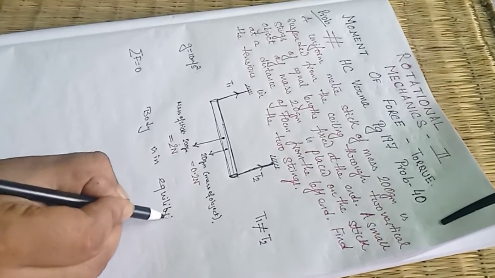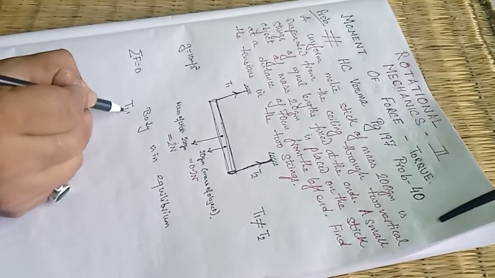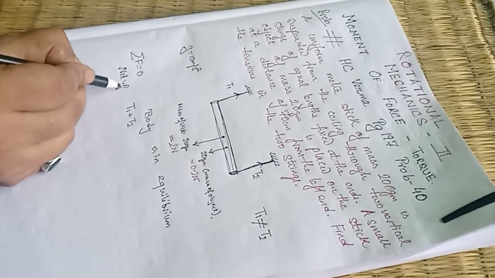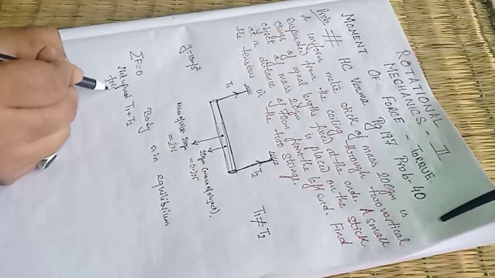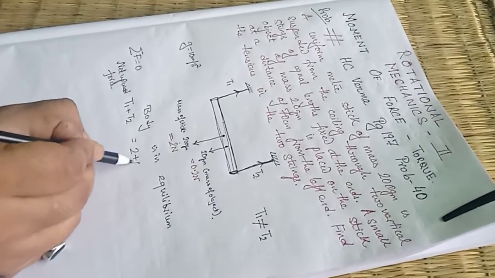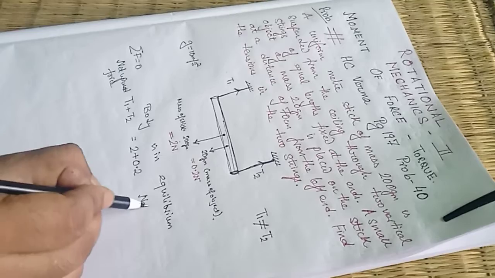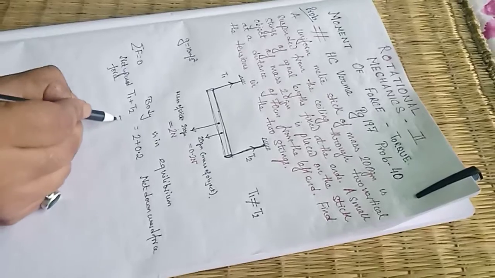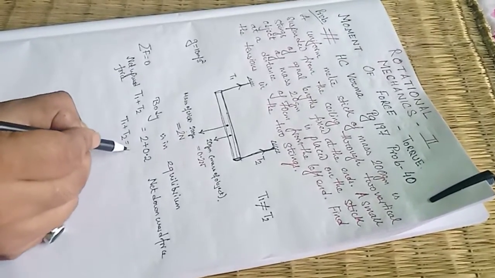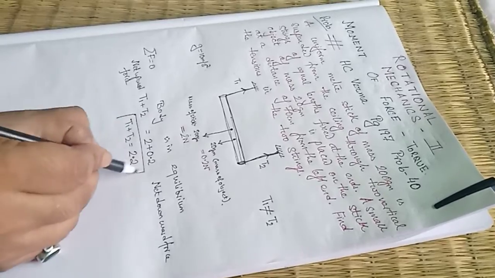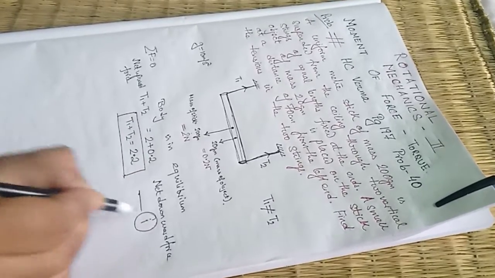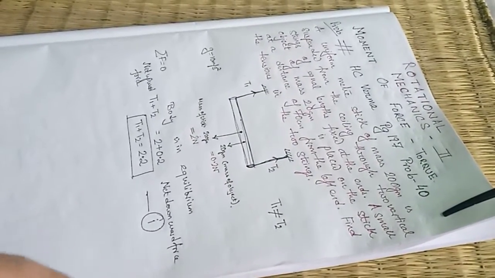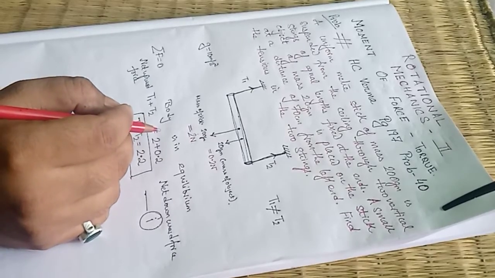From there we get T1 plus T2, that is the net upward force, equals 2 plus 0.2, that is the net downward force. Hence T1 plus T2 equals 2.2. This is our first equation. Now we have to get another equation for solving two unknowns. From where do we get it? We will now use the moment of force.